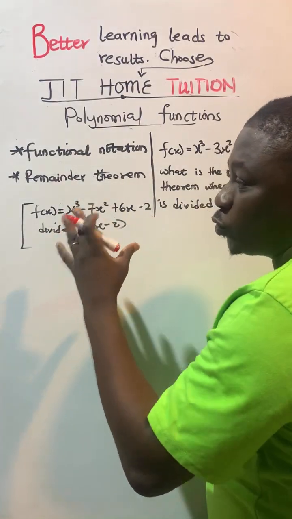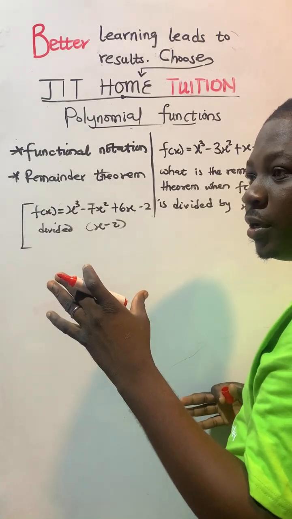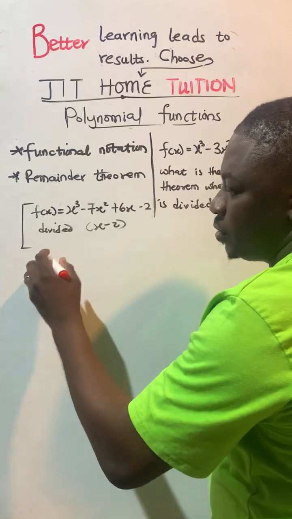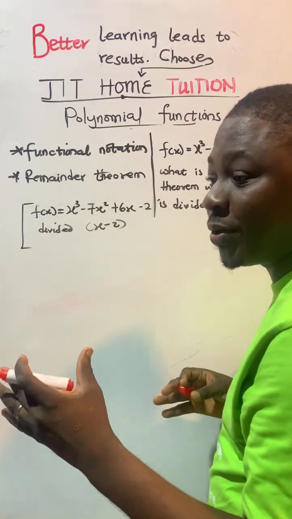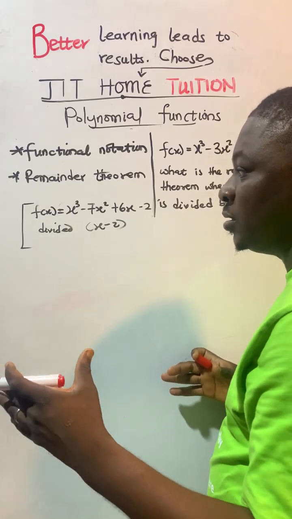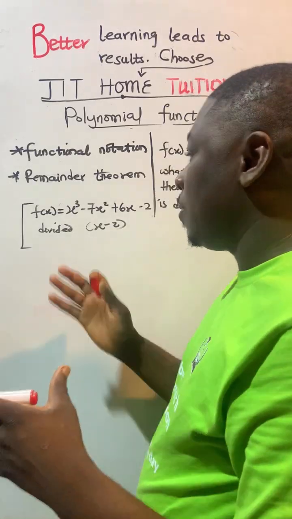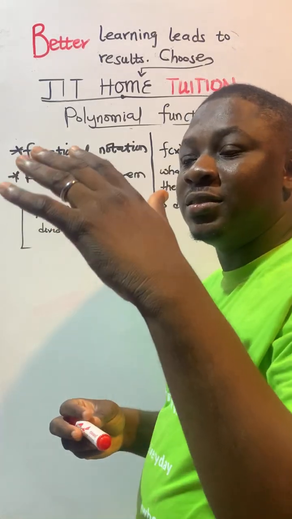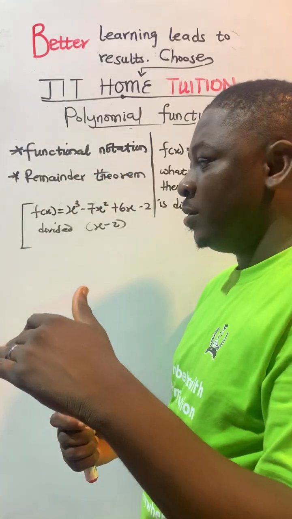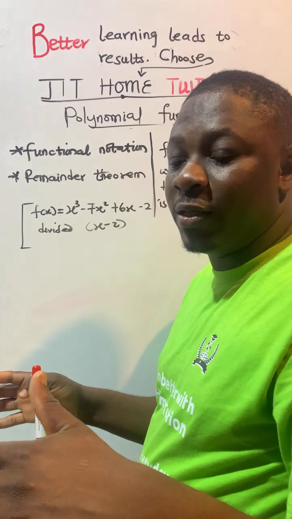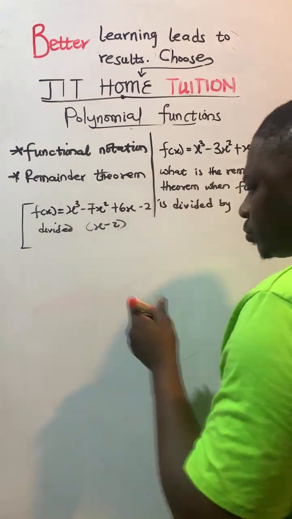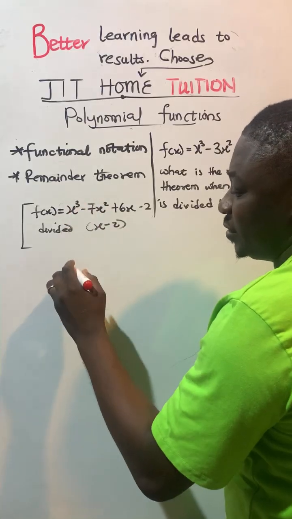When I taught you the division, I said when you have a fraction, and I even went on to explain the improper fraction and the proper fraction. I said the fraction is improper when the degree of the numerator is higher than the degree of the denominator. All right, so here, let's divide it and see.